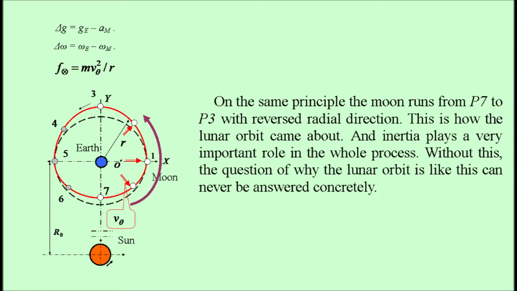On the same principle the Moon runs from P7 to P3 with reversed radial direction. This is how the lunar orbit came about. And inertia plays a very important role in the whole process. Without this, the question of why the lunar orbit is like this can never be answered concretely.